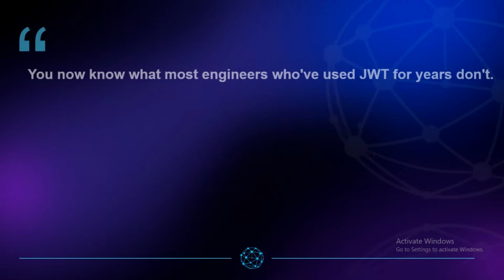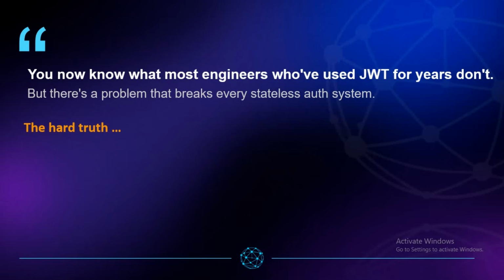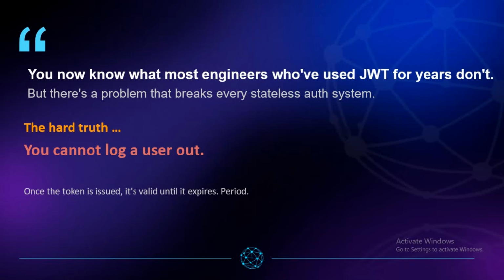You now know what most engineers who have shipped JWT in production for years still don't. You know why the payload is public. You know why HS256 breaks in microservices. And you know why the algorithm confusion attack works and exactly how to prevent it. But there is one problem we haven't solved yet, and it's the one that breaks every stateless authentication system. You cannot log a user out. Once the token is issued, it's valid until it expires, period.